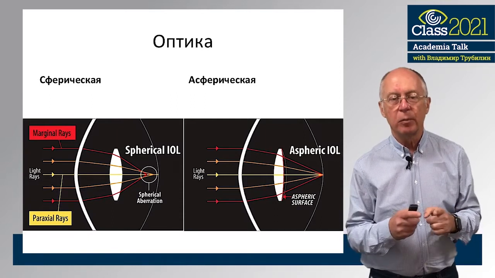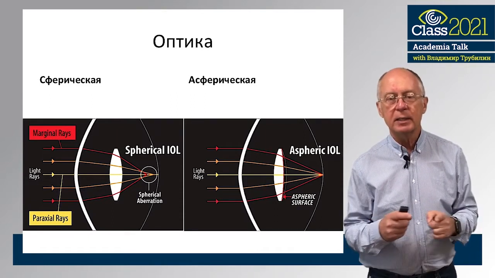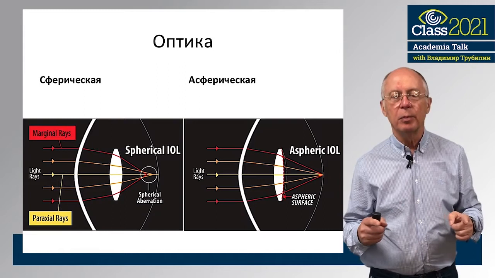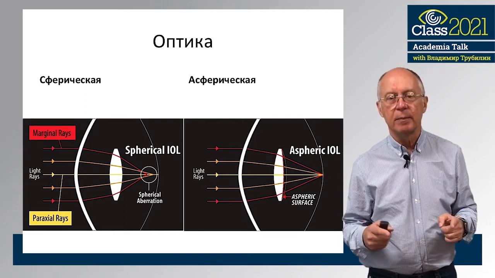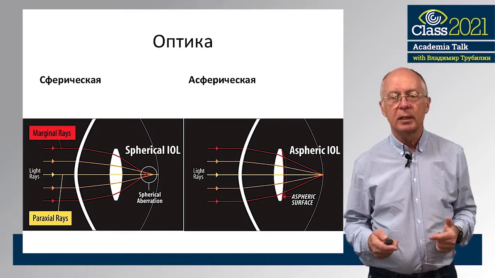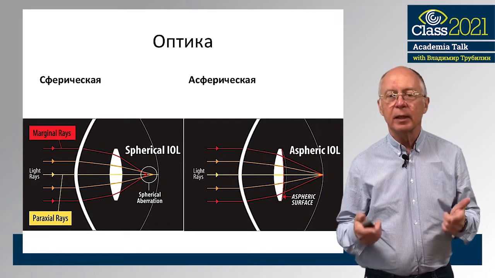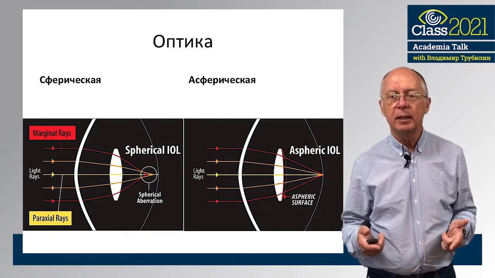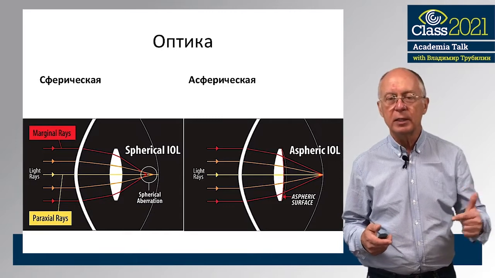Aspherical optics differ in the way that the lens has different optical powers in the center and at the periphery. Why do we need this? Well, it's in order for all the rays to eventually focus in one point, as you can see from the slide on the right.